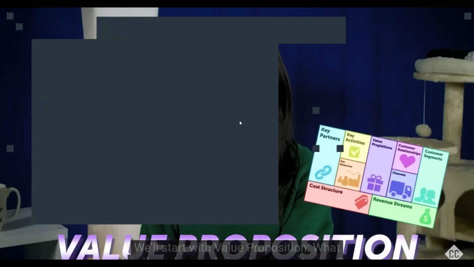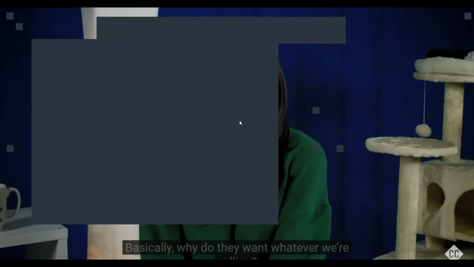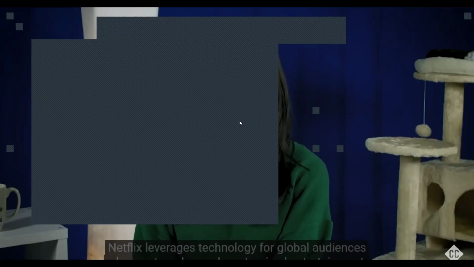We'll start with value proposition. What is the value we deliver to our customers? Basically, why do they want whatever we're selling? Netflix leverages technology for global audiences who want on-demand, customized entertainment.